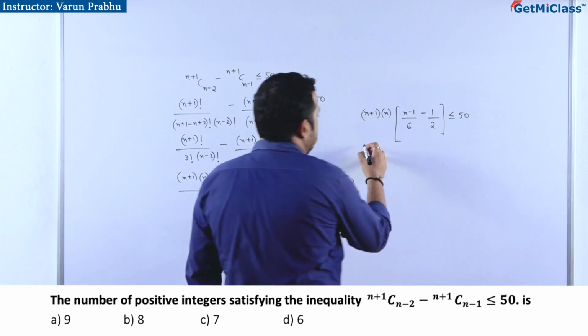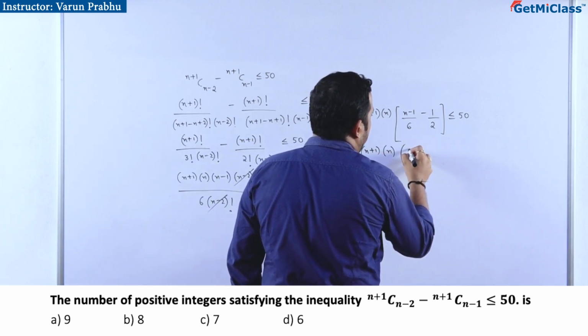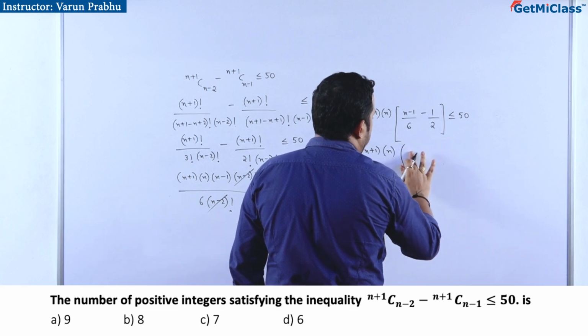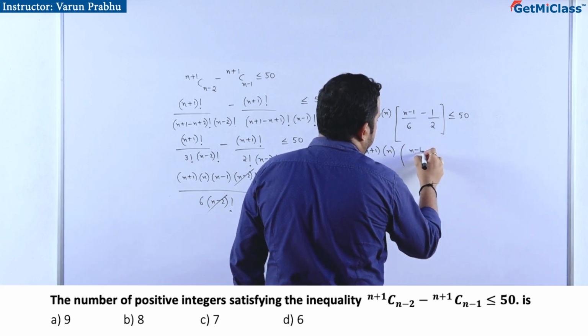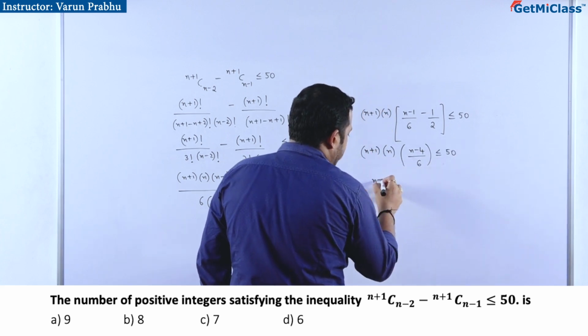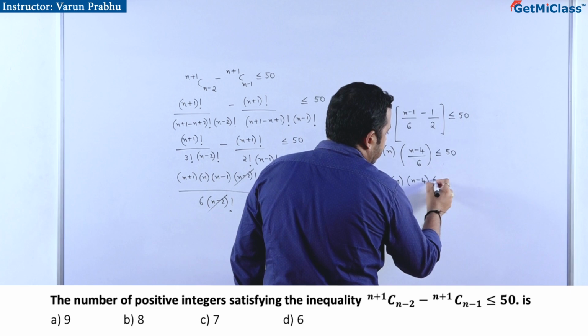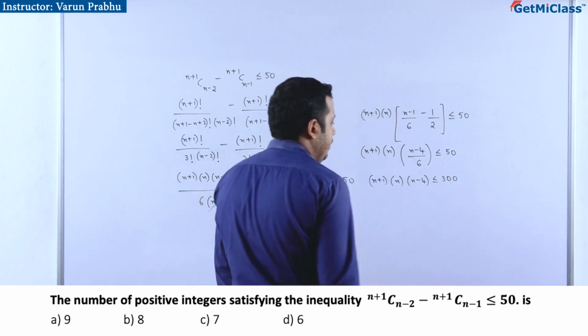Yes. So what is this answer that we get? (n+1) into n into 2n, so this is nothing but n minus 1 minus 3. So n minus 4 divided by 6 less than or equal to 50. So (n+1) into (n-4) less than or equal to, how much is it? 300.